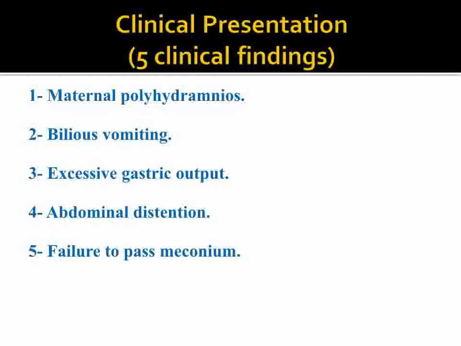So, in neonatal intestinal obstruction, usually, not always, the baby fails to pass the meconium within the first 24 hours. These are the cardinal manifestations. These are the 5 fixed or 4 cardinal manifestations of neonatal intestinal obstruction: maternal polyhydramnios, bilious vomiting, excessive gastric aspirate or excessive gastric output, abdominal distension, and the failure to pass meconium.